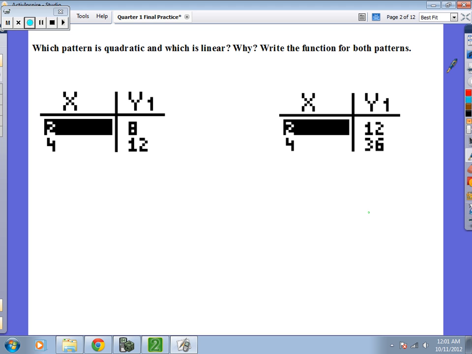Okay, now if you're looking at these guys and you're trying to figure out the patterns and which one is linear and which one is quadratic, let's dig in. So this first one, 8 to 12, that went up 4. 2 to 4, that went up 2. So if you're asking yourself, how do you know if that's quadratic or if that's linear? Hopefully you have a good argument, but you end up with this. There is absolutely not enough data. So you have no idea.